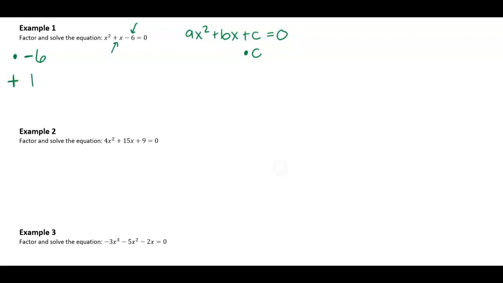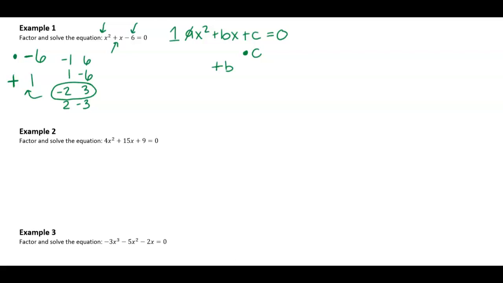Now, this is only the case when A is equal to 1. Notice A here is 1. We'll look at some more advanced ones here in just a little bit. But in the case where A is 1, you want to find two numbers that multiply to C and add to B. If you go through all of the possible factors of -6 and then try to add them, you would see that -2 plus 3 gets you 1.